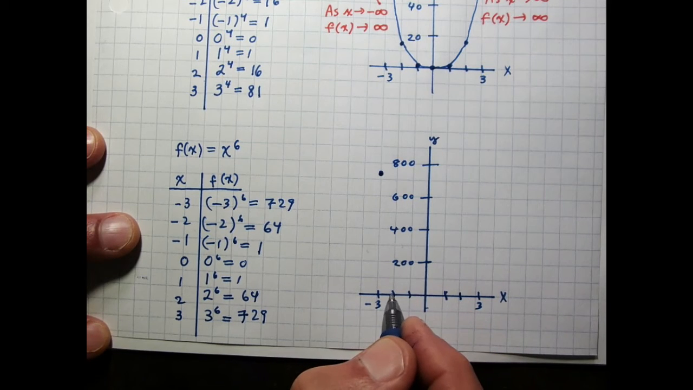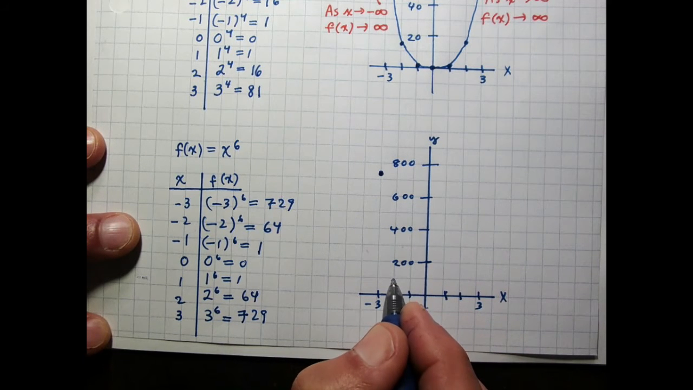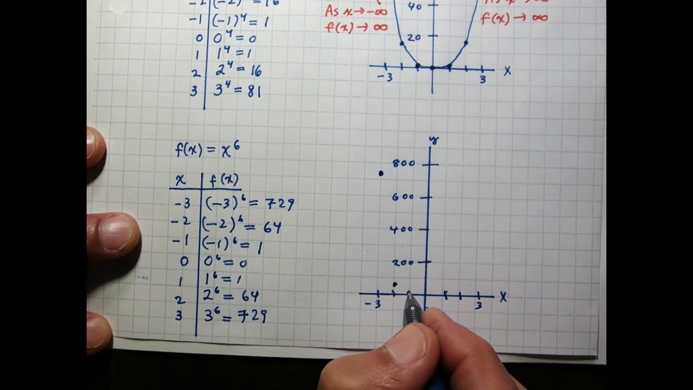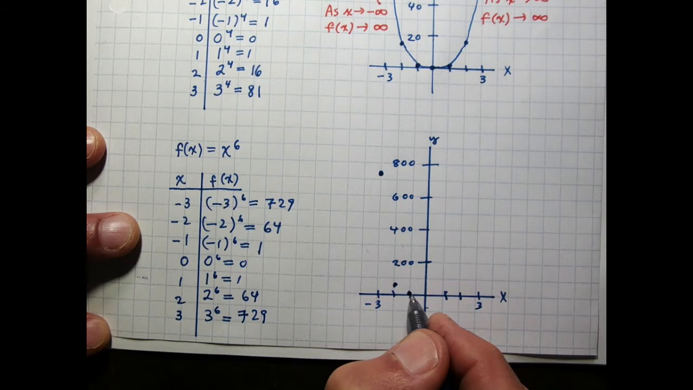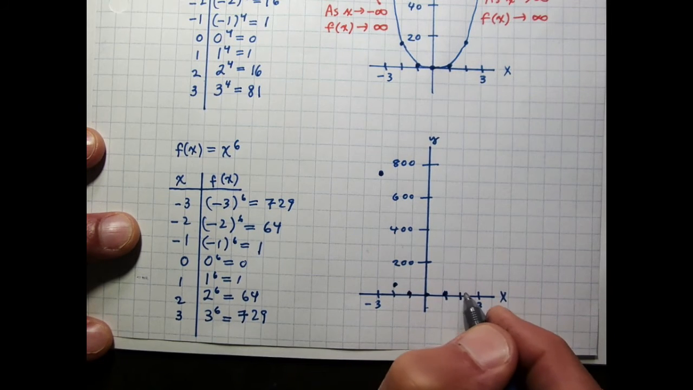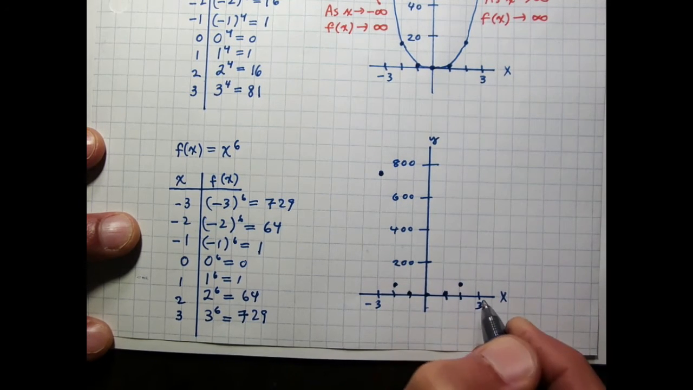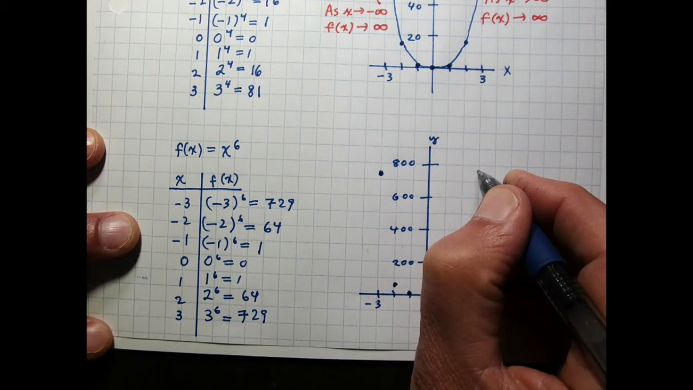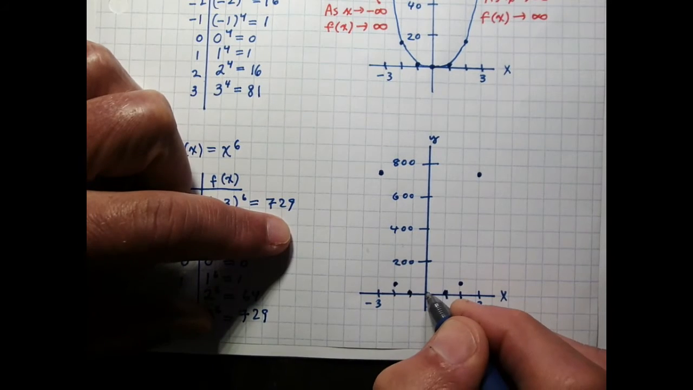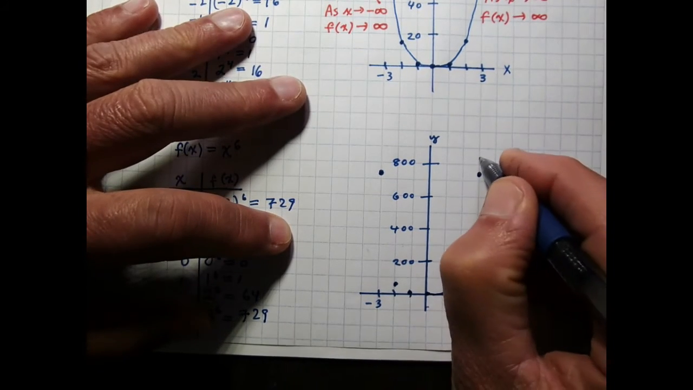Negative 2, 64. It doesn't even go to the top of the first square because that's 100, so I've got to be already there. Of course, negative 1, 1 would barely show up. It wouldn't even show up above the x-axis. It's so close. 0, 0, 1, 1, 2, 64, and 3, 729. And here I get sort of a U shape again.